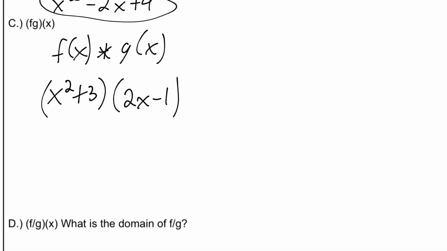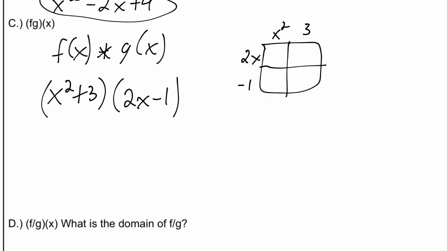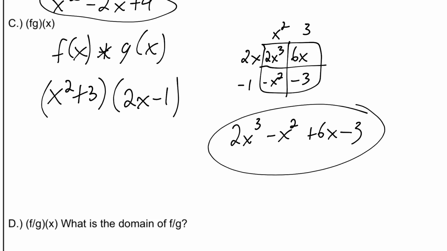For multiplication, I like using the box method. I set up my two binomials on the outside. This is 2x cubed, 6x, negative x squared, and negative 3. Put it all together. This is my result.